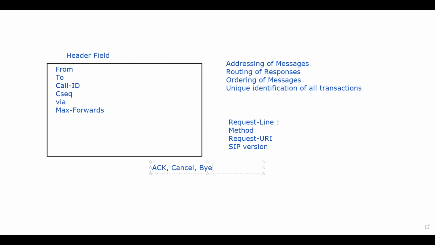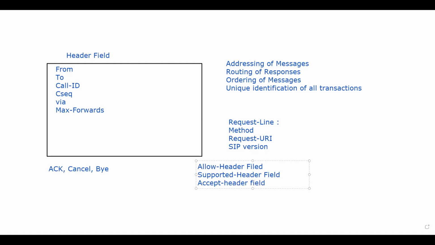Then, after that, let me write down the header fields you will have here again. You will have the Allow header field. This is also a header field. You will have the Supported header field also, correct? You will have the Accept header field, correct? Then you will have the Expires header as well. Yes, the Expires header field. These are all the header fields you will see in your INVITE message.